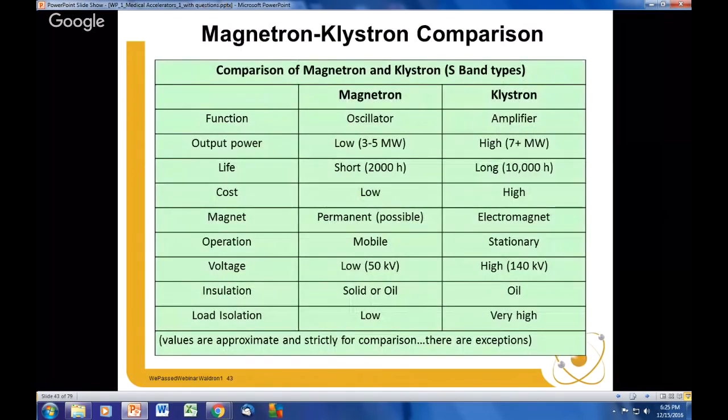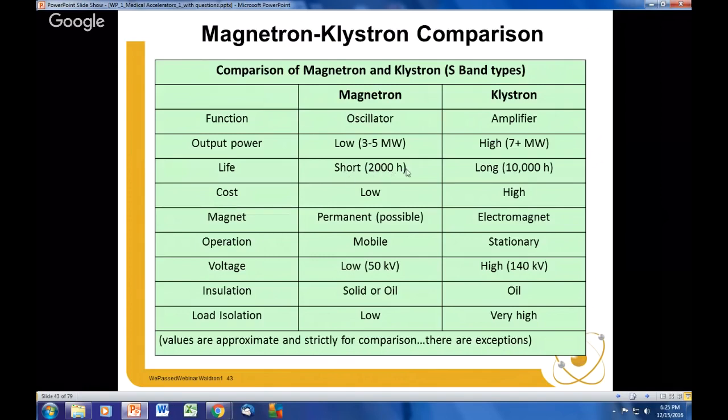If I want to make a comparison between klystrons and magnetrons, magnetrons in this column, klystrons in this column, a magnetron is an oscillator. It requires no input. A klystron is an amplifier. It needs an input. In general, klystrons are usually used in higher power applications than magnetrons, although I think the magnetrons currently used in the Elekta machines are closer to this 7 megawatt number than this 3 megawatt number. So these are not hard and fast. These are just for comparison.